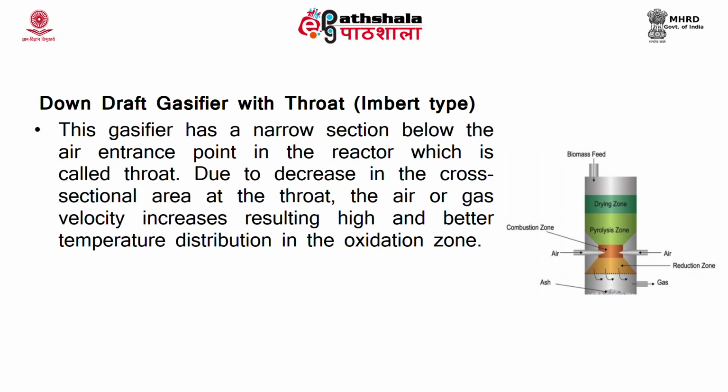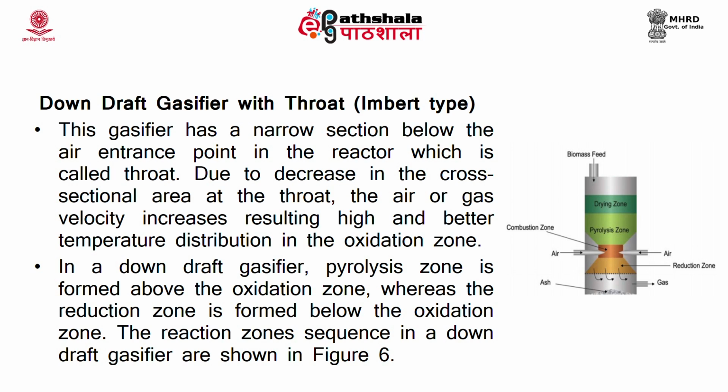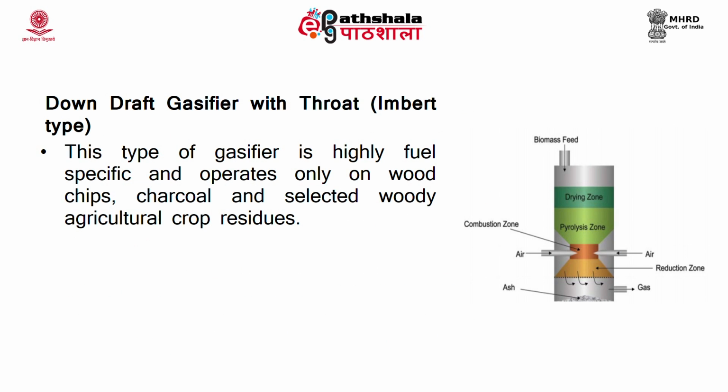It has a narrow section below the air entrance point in the reactor, and it is known as the throat. Due to the decrease in the cross sectional area at the throat, the air or gas velocity increases, resulting in high and better temperature distribution in the oxidation zone. In a downdraft gasifier, the pyrolysis zone is formed above the oxidation zone, whereas the reduction zone is formed below the oxidation zone. It is highly fuel specific and operates only on wood chips, charcoal and selected woody agricultural crop residues.